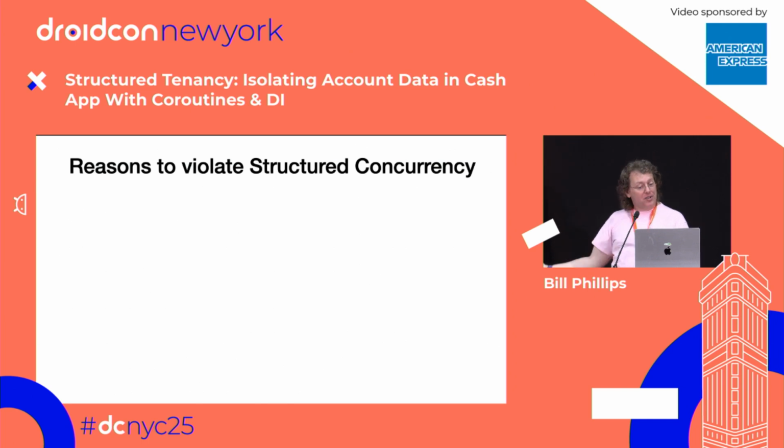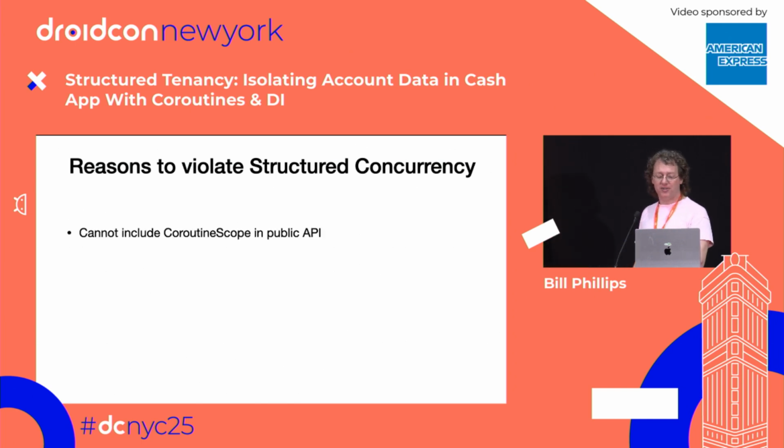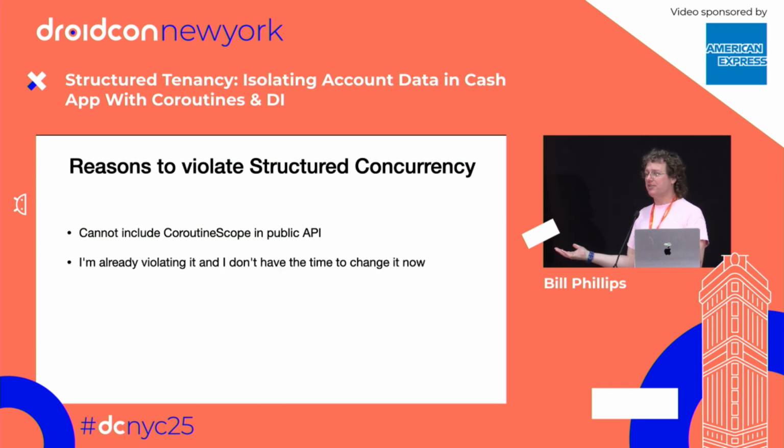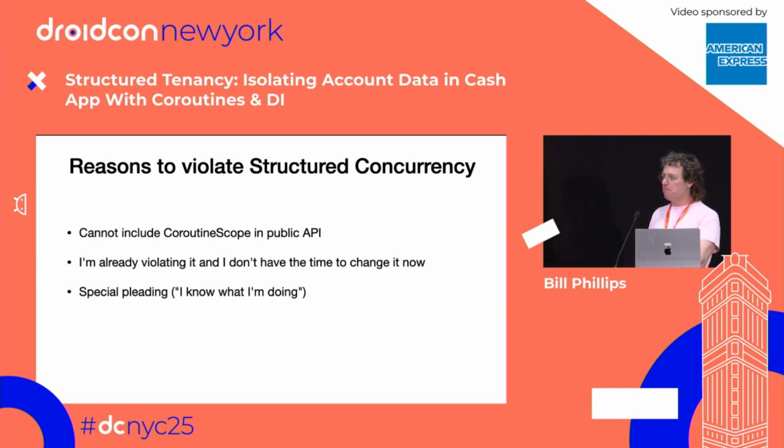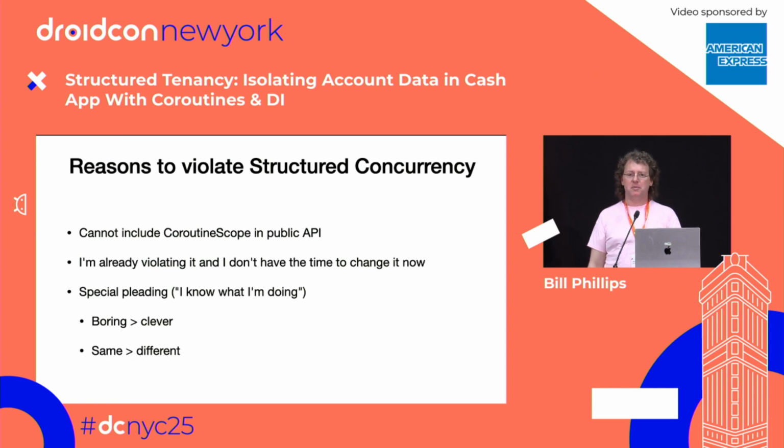There are some reasons to violate structured concurrency, like maybe you can't include a coroutine scope in your public API. I get it. Maybe you're already violating it and you don't have time to change it now. You know, we all live in a society. It's just the way things are. But I do see some special pleading sometimes from people who are like, oh, I know what I'm doing, it's the right thing. I just want to remind you, boring is better than clever, same is better than different. Do something like this and your life will be better.